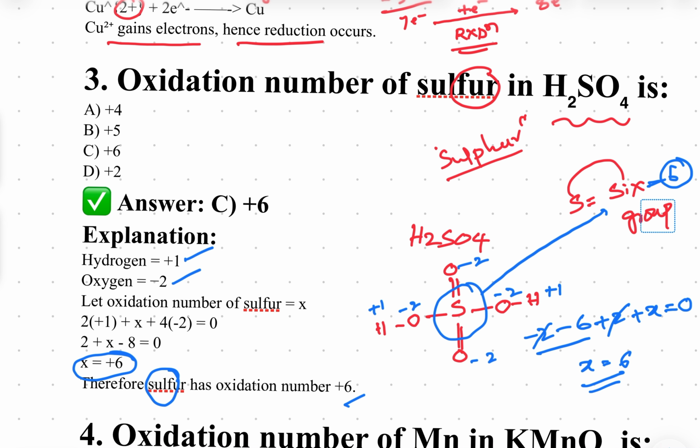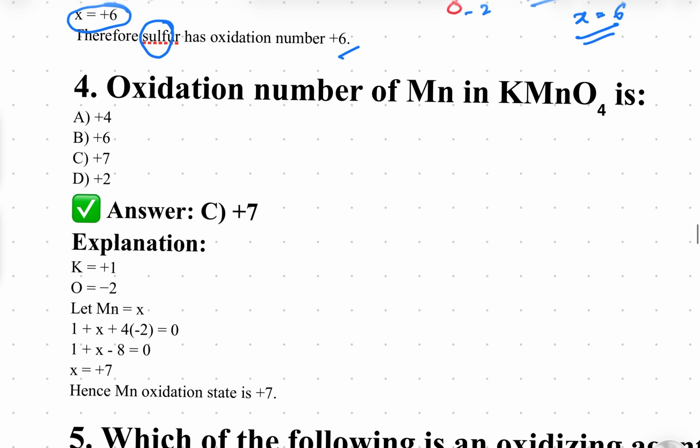Clear friends? This is the way to find the oxidation state of any molecule. Clear? So that is the important point about this one. Now we'll go for the next question: oxidation state of Mn in KMnO4. Same thing, similarly.